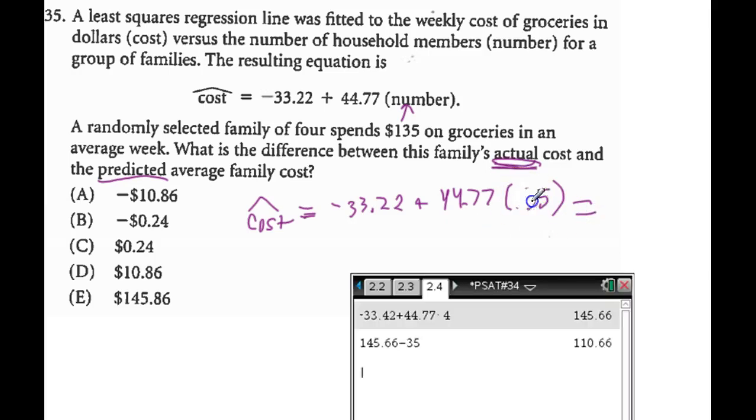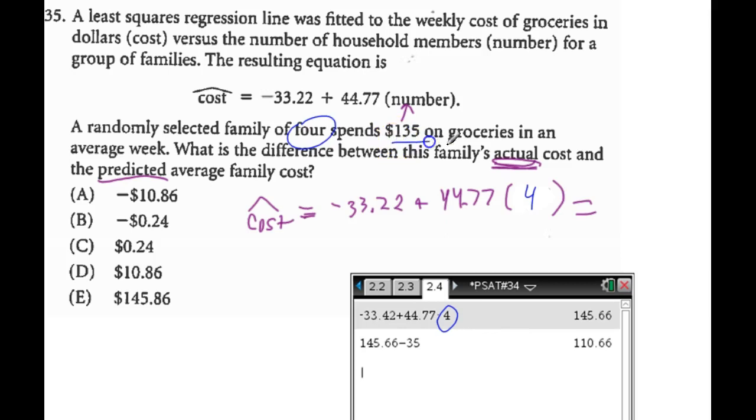By the way, I should probably read this carefully. The number of family members is what goes in that box. So I think there were 4 in this particular family. If you put 4 in there and type that into your calculator, you'll make the prediction of $145.